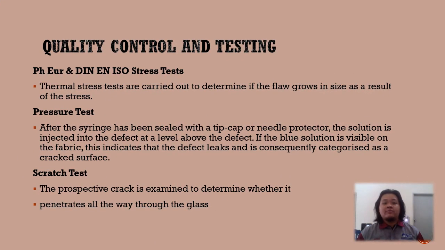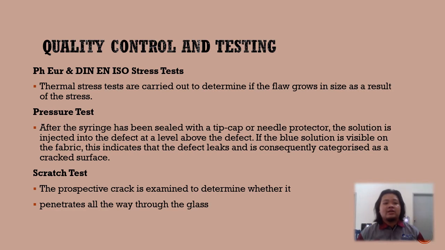Hi, Assalamualaikum. I'm Ashram bin Tajalasa and I'm going to present about quality control and testing, PHA and DIN and ISO stress test. Thermal stress tests are used to see whether a flaw expands under stress. This test has 2 formal procedures. The syringe is placed in a beaker and then placed in an autoclave. Next is the DIN and ISO 7459 stress test, which includes temperature shock. A crack occurs when a defect expands under stress during a stress test.